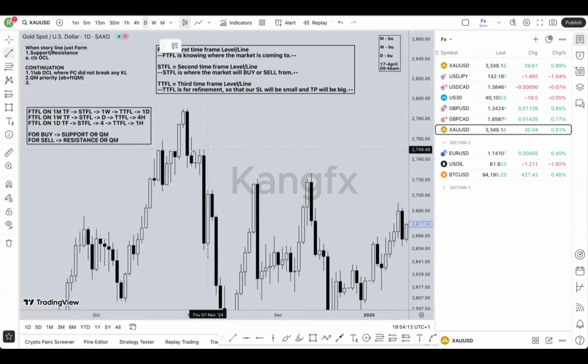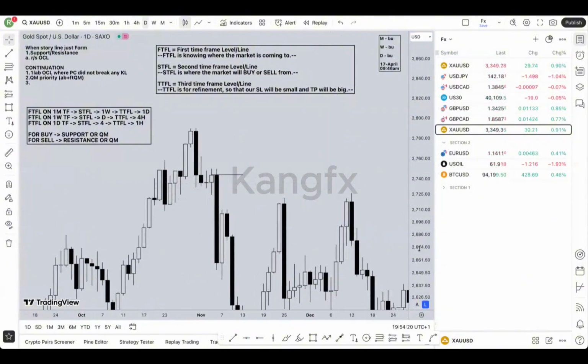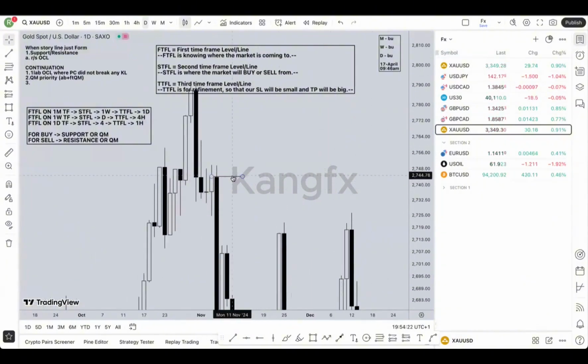So if I mark here as my, remember this is daily time frame. If I mark here as my FTFL, that's the first time frame, mark this place as my FTFL. Remember, I'm not going into storyline. I'm not going into FTFL. We learned FTFL in the last session. If it's confusing you, watch that video again. If this is my FTFL, and I also said when marking FTFL, for now, we focus on support, resistance, and QM. That's what I said.